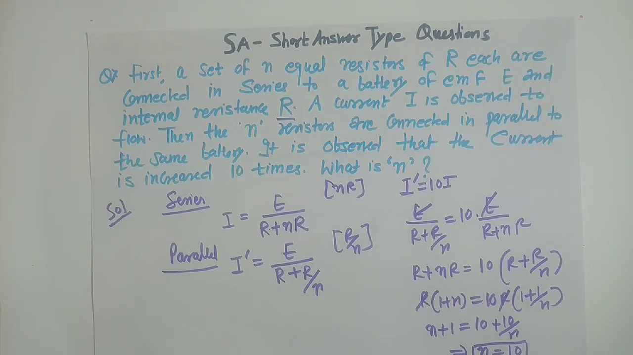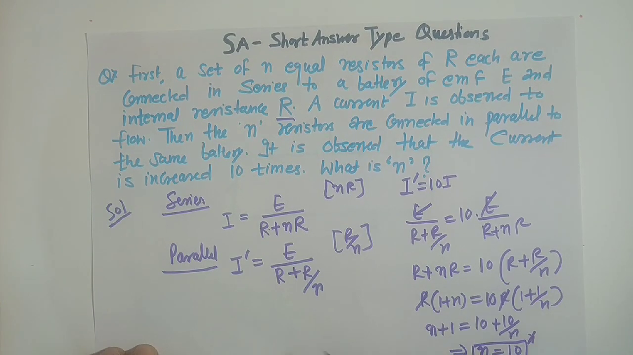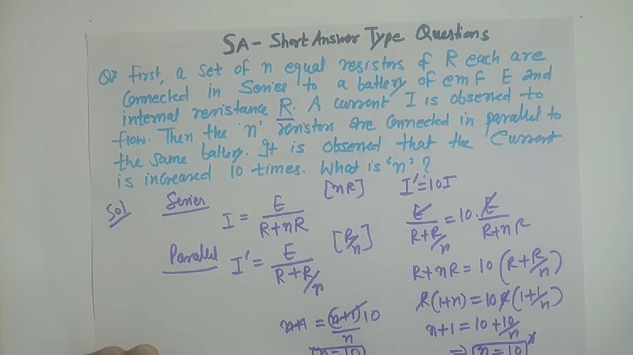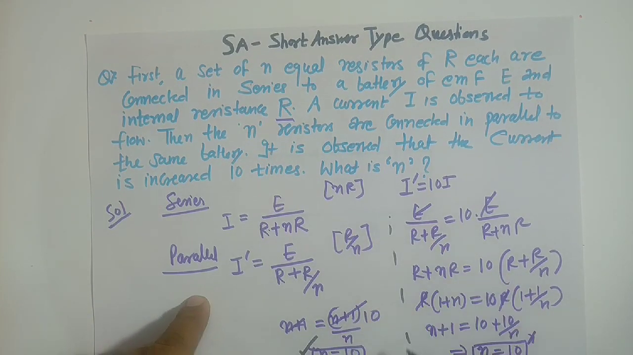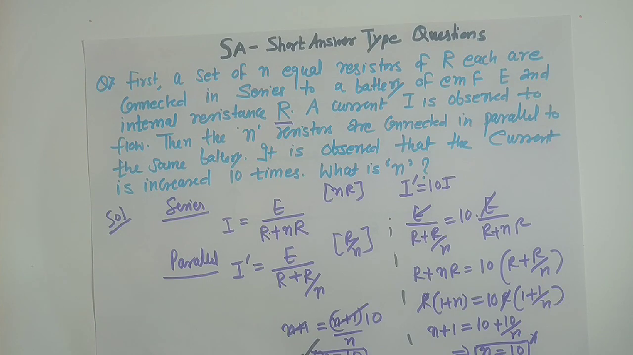You equate them. Are you getting it? So the same thing you are going to get, because again n plus 1 will cancel out and it will become n equal to 10. Are you getting it? Some of you may be asking how that happened. It will be (n plus 1) by n and 10, and then it will be n equals 10. So 10 is the answer. Got it? So you need n equal to 10.